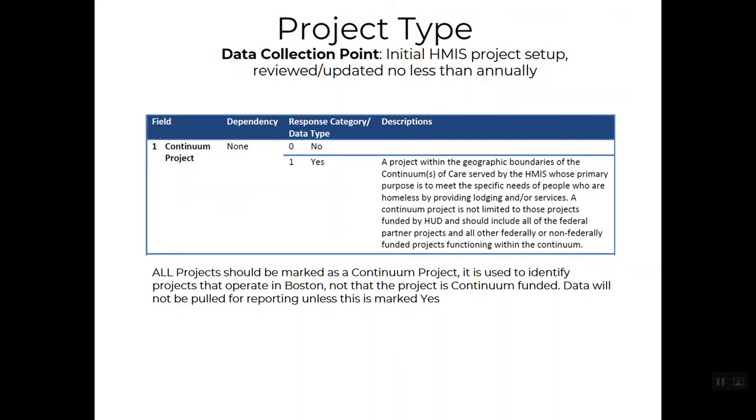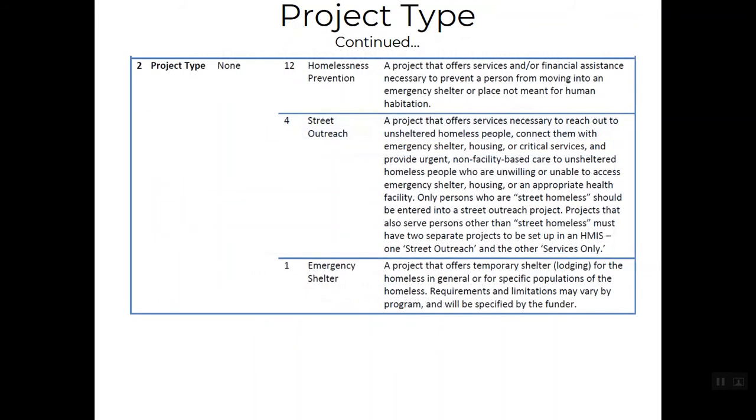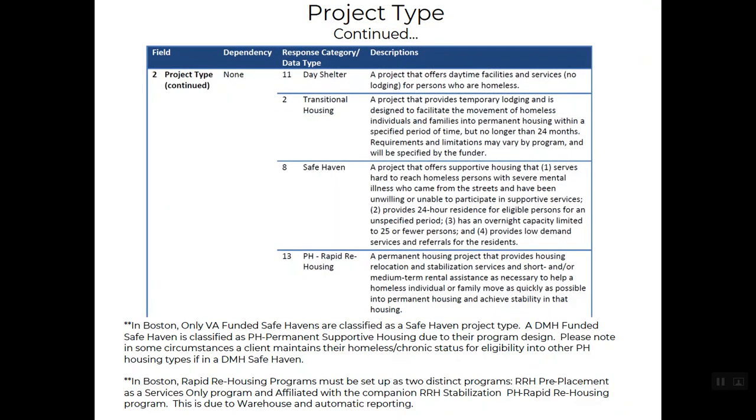So again, project type, the number 1, continuum project. Again, this just says that yes, this project is operating within the geographic boundary of the city of Boston, and that this data on clients that we've served should be included in data pools for reporting. The next is the actual project type, and this is, again, is this a residential program, which type of residential program, and if it's a services-only program or not. I don't want to get into too much information here about the types of projects. As you can see, homeless prevention, a street outreach program, emergency day shelter, transitional housing, safe haven, rapid rehousing.